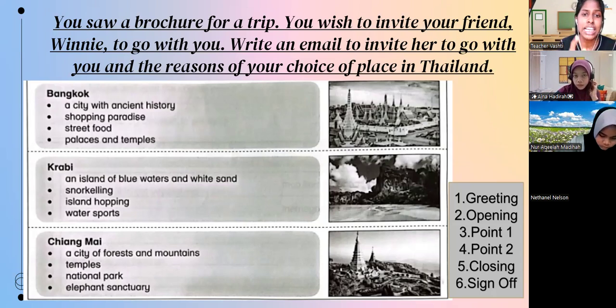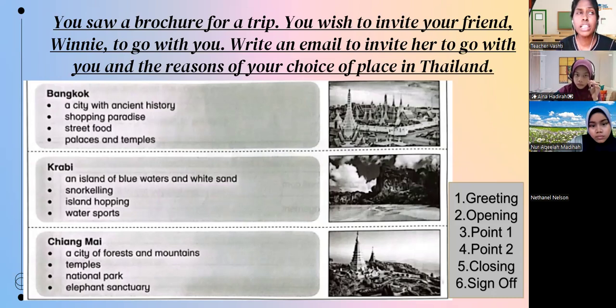Okay, next one you said street food. What can you talk about street food? I want to taste the food. Good. You can say, because you're inviting your friend, we can try new Thailand food, new Thai food in the street stalls. Okay. Next one is palaces and temples.